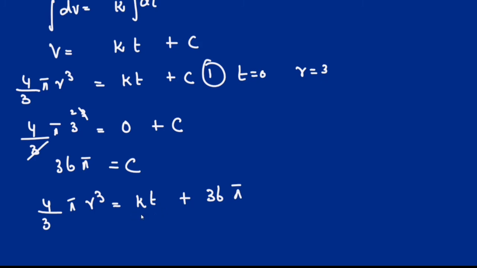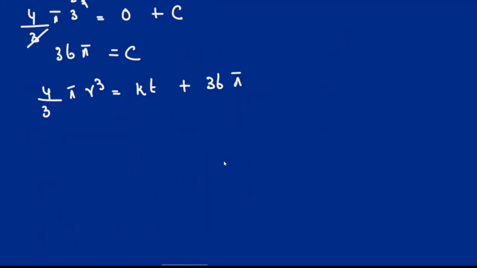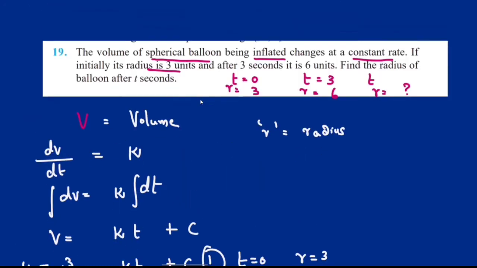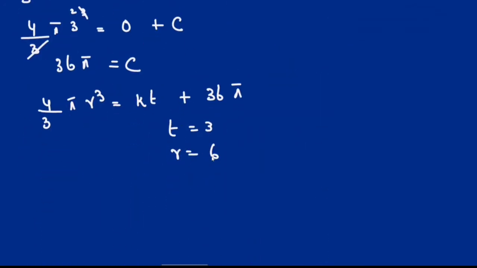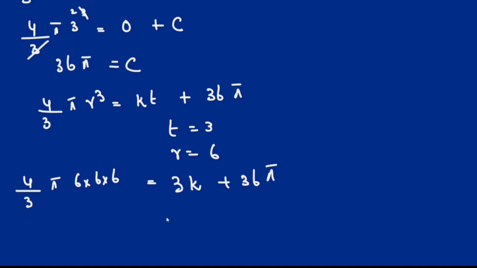Now there is another constant k. Let us use the second condition. T is 3, r is 6. So 4 by 3 pi r cube is equal to k, t is 3, so it will become 3k plus 36 pi. So what do you get now? 36 into 8 pi minus 36 pi, isn't it? Let us keep the 36 as it is, equal to 3k.